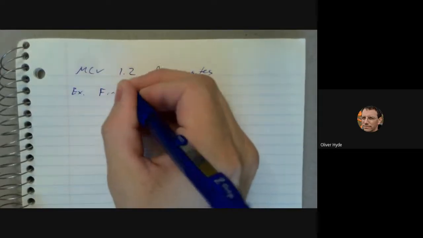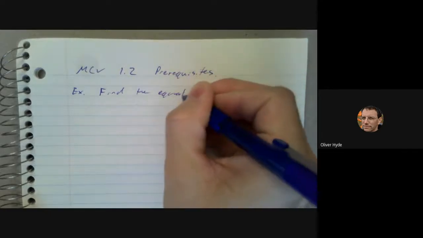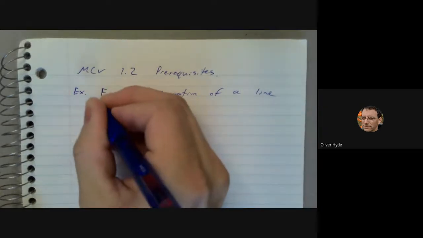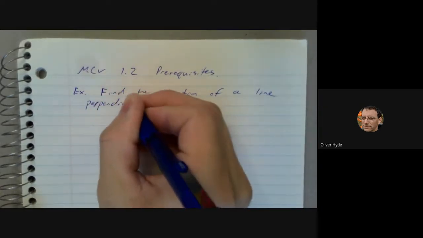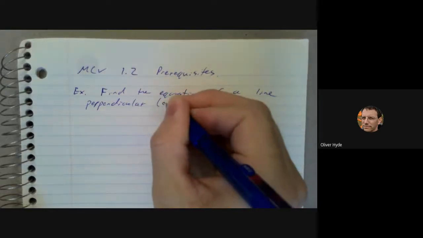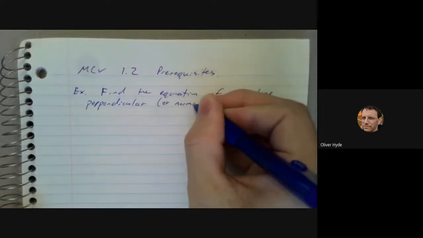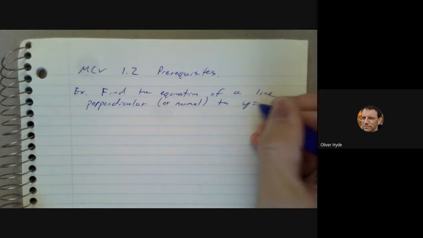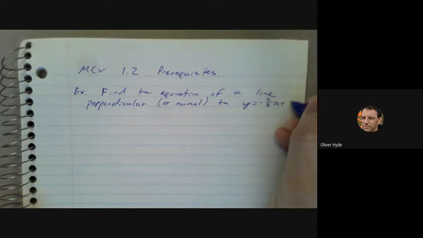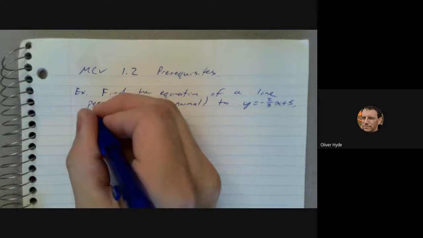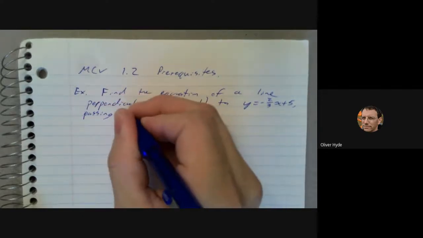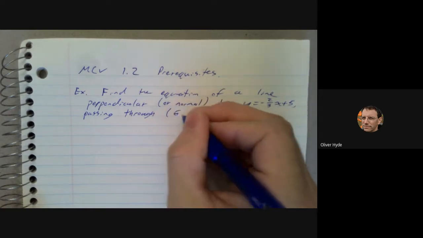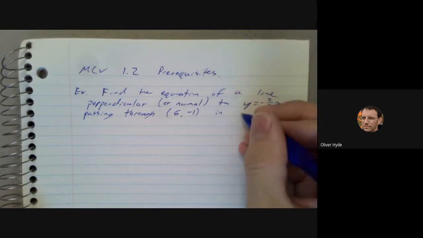Let's find the equation of a line perpendicular to, you know what, let's introduce a new term here that we're going to use in our course, or normal to, y equals negative 2/3 x plus 5. That is passing through the point 6, negative 1, and let's do this in standard form.